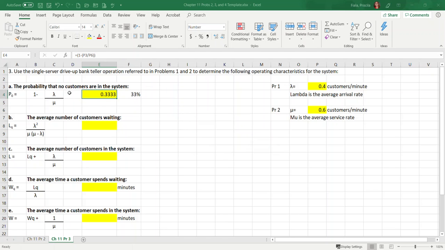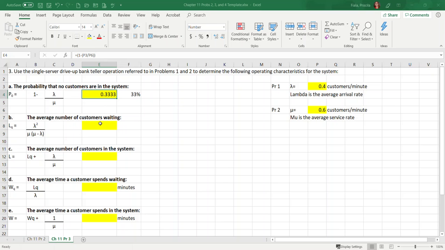Okay, so there you go. The probability that no customers are in the system is 33%, which is pretty good, one third. Good or bad, because not many customers are coming in. It could be considered bad too, depending on the business.